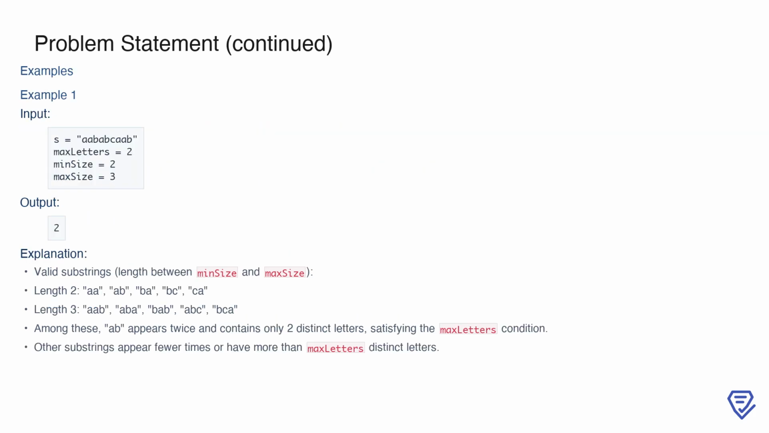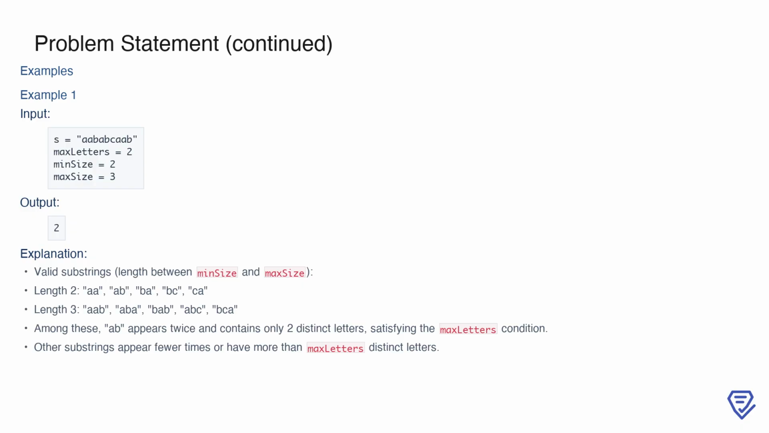Let's look at an example to better understand the problem. Suppose the input string S is "ababcab", with max letters set to 2, min size to 2, and max size to 3. We need to find all substrings of lengths 2 and 3, and check which ones meet the condition of having at most two distinct characters.